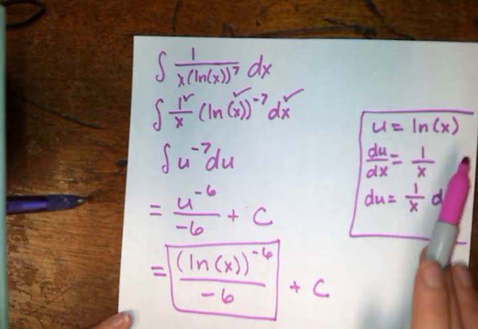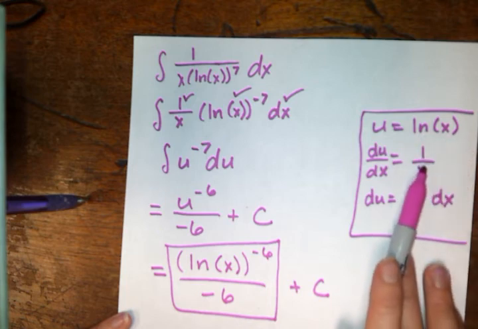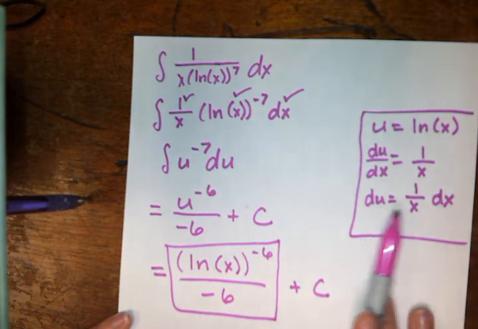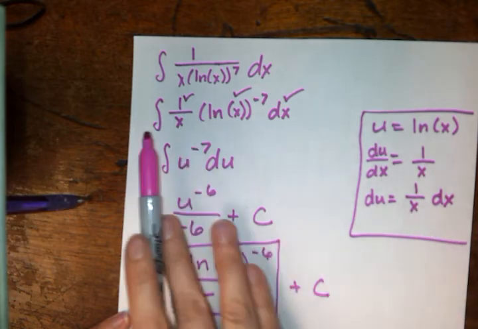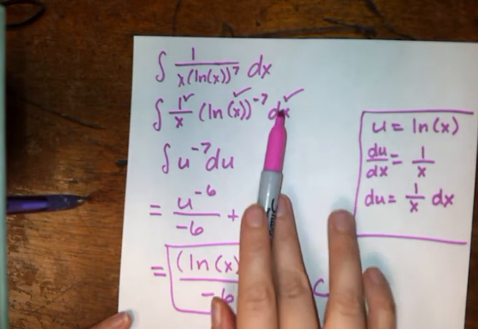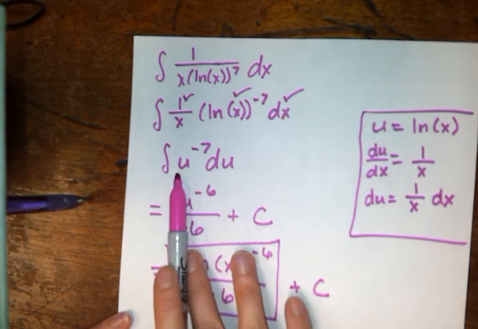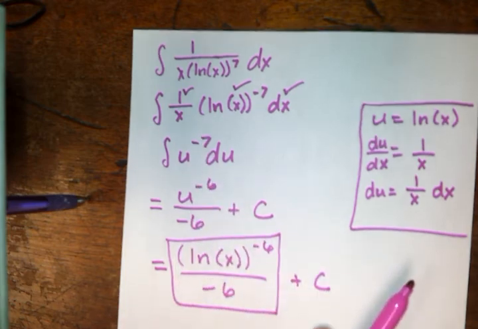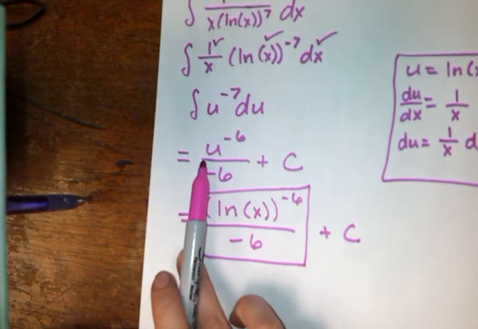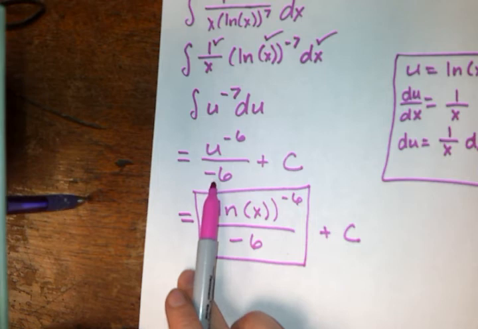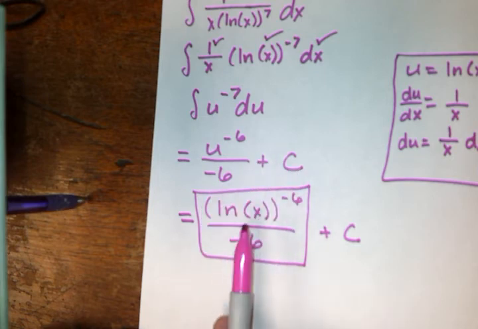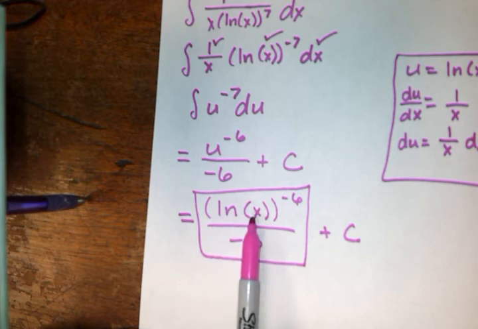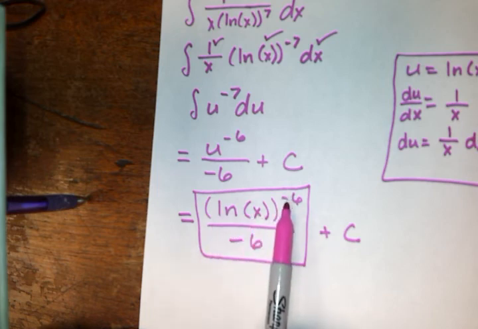Your u is the natural log of x. The derivative of that with respect to x is 1 over x. Bring over the dx, so du equals 1 over x dx. We've got a 1 over x, we've got a dx, so our du is taken care of, and of course our u to the negative 7th is taken care of because that's how we set it up. Take the integral of u to the negative 7th, which is u to the negative 6th over negative 6 plus a constant, and then just plug back in what we had for u, which was the natural log of x, and that's all to the negative 6.